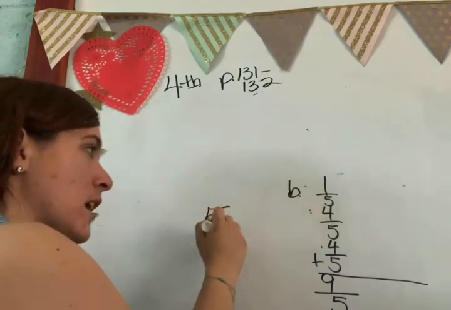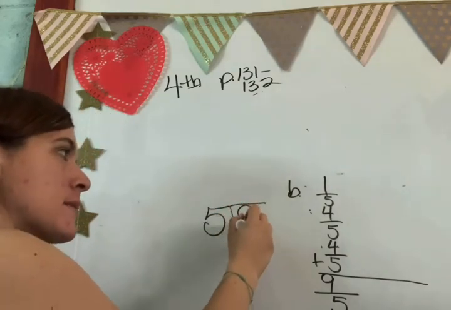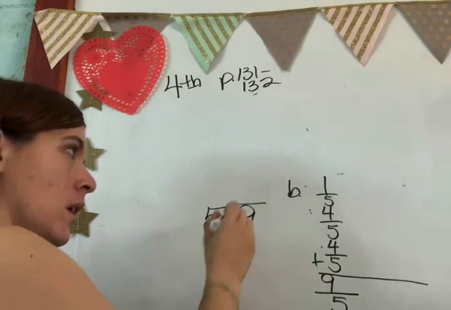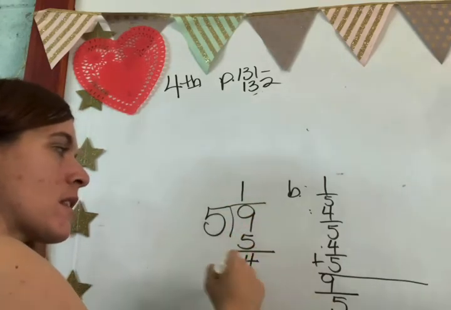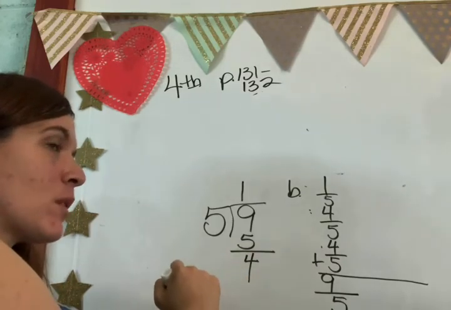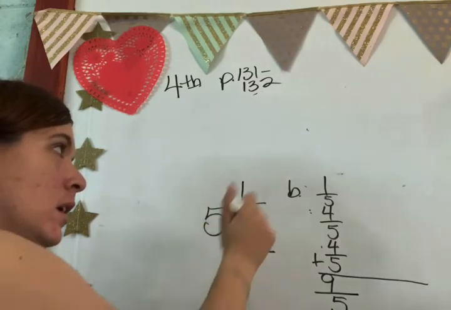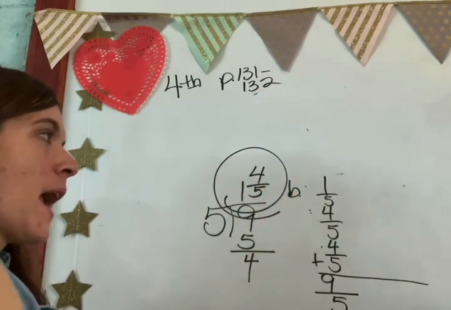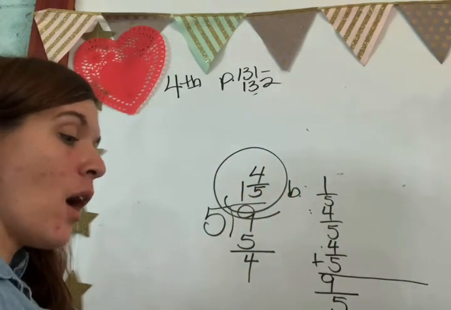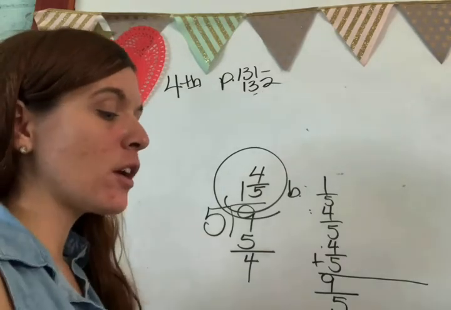Divide. So let's put it over here. 5 into 9. How many times, Salma? 1. 1 times 5 is 5. 9 minus 5 is 4. So it's my fraction as a remainder. Jayla? 4 over 5. Good job, okay? Okay, now look at letter E.